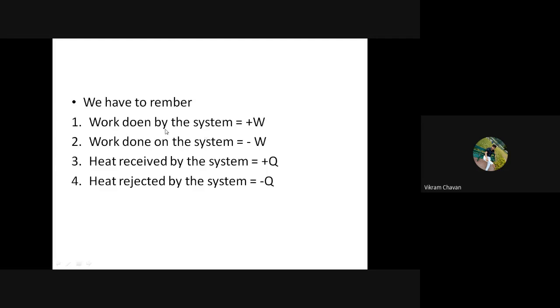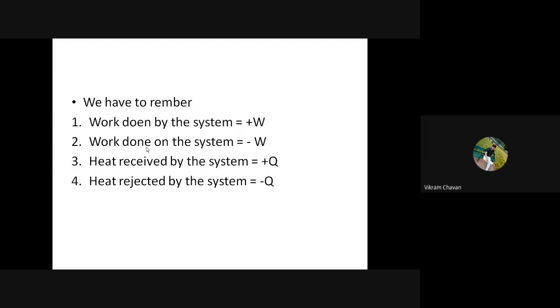First we need to remember the sign convention: work done by the system will be considered as positive. Second, work done on the system. Please check the wording over here. Work done by the system means the system has done work on the surroundings, so that work will be considered positive. Work done on the system means the surroundings have done work on the system, and that will be considered negative work.